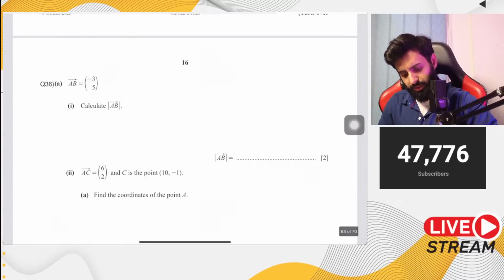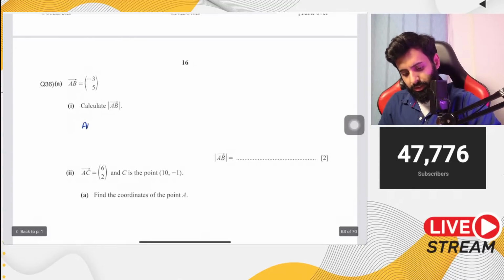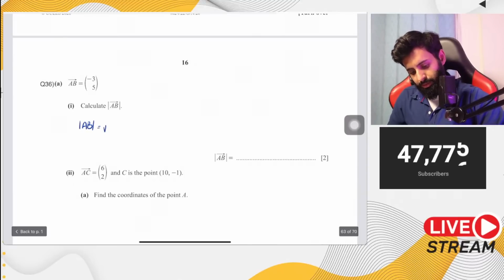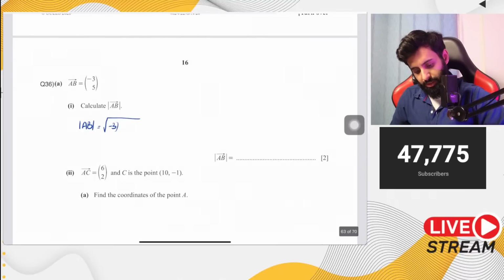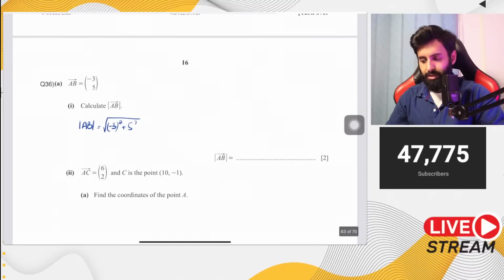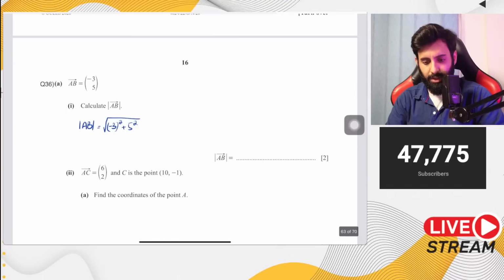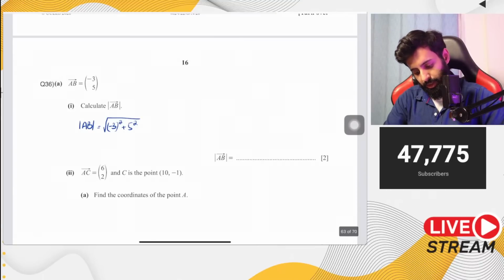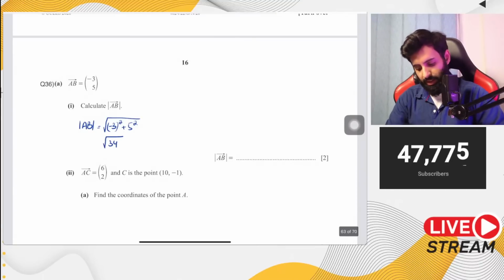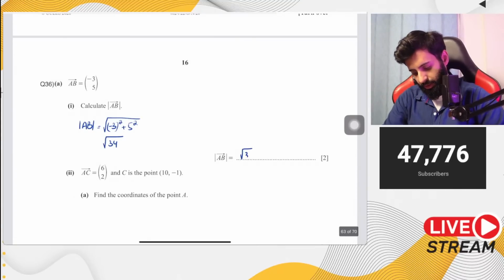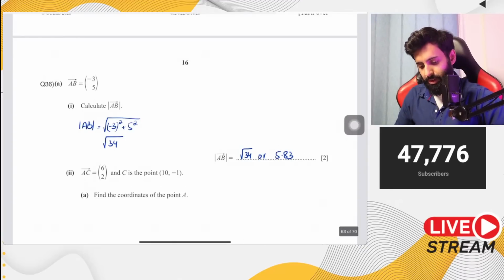All you got to do is just take the square root of minus 3 squared plus 5 squared. So square root of 9 plus 25. So that's equal to 34. And then write your answer as either root 34, or you can give your answer in decimal, which is going to be 5.83. So either way, this is how you do it.